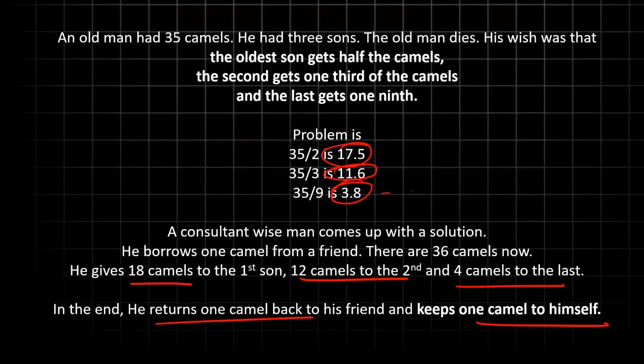The sum is very small. It adds up to 31 or something. The problem is these fractions don't add up. 1 by 2 plus 1 by 3 plus 1 by 9 doesn't add up to 1. Since the fractions don't add up, this leads to that problem. It's another puzzle.